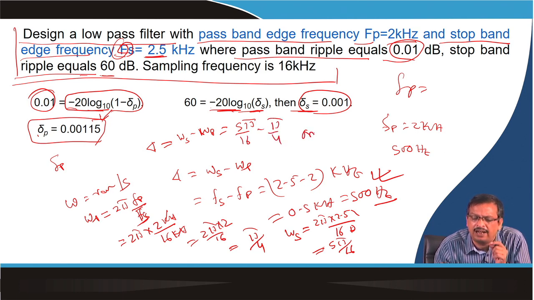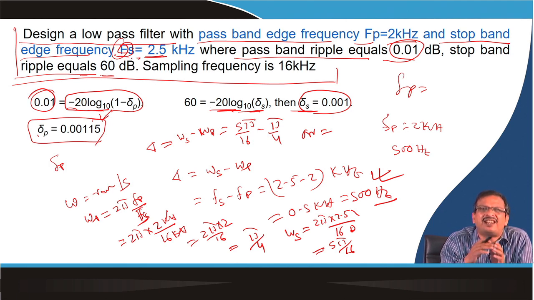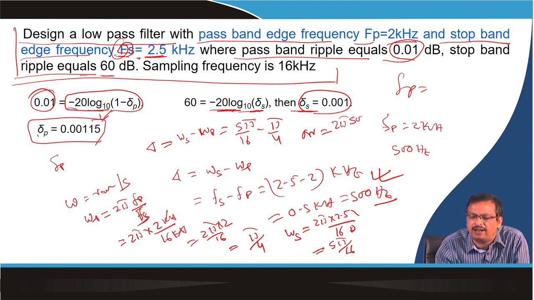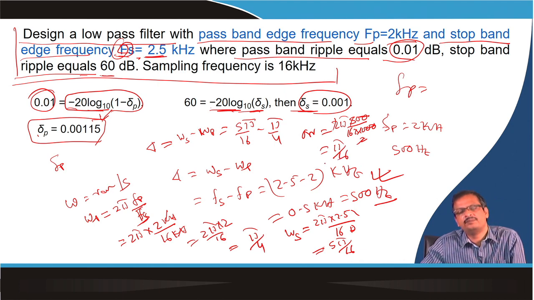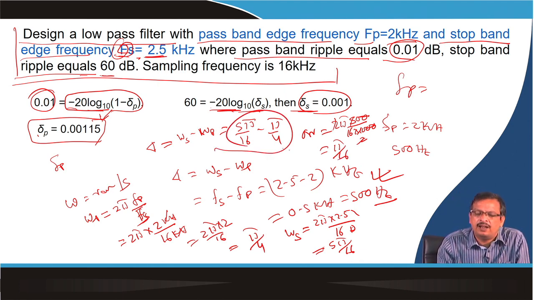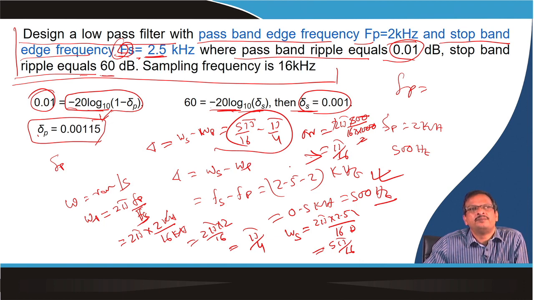Or let's say instead of being given Fs, they have given the transition bandwidth of 500 hertz. Again I can say 2 pi into 500 hertz divided by 16 kilohertz. So I can say it is nothing but pi by 16. So this difference and this one will be matched. This one also will be pi by 16.